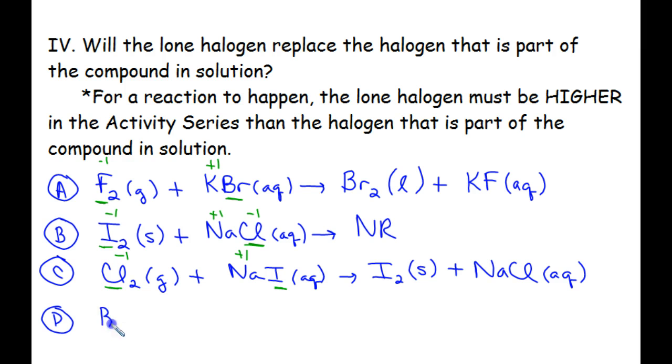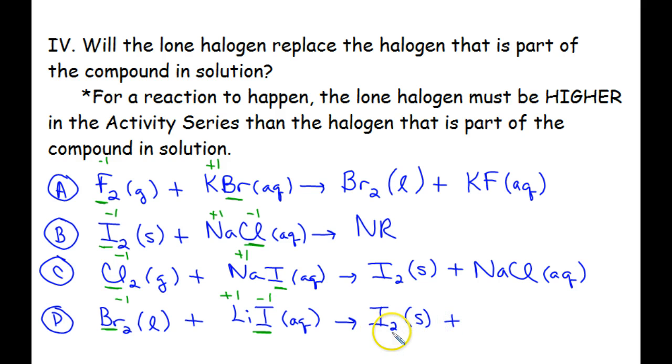One more. If we poured bromine, which is a liquid, into a solution of lithium iodide, would there be a reaction? You're comparing bromine and iodine, and bromine is higher in the list. So iodine will be replaced, and remember it's a solid and diatomic. And then you would have a solution of lithium bromide because all group 1 metal compounds are soluble.